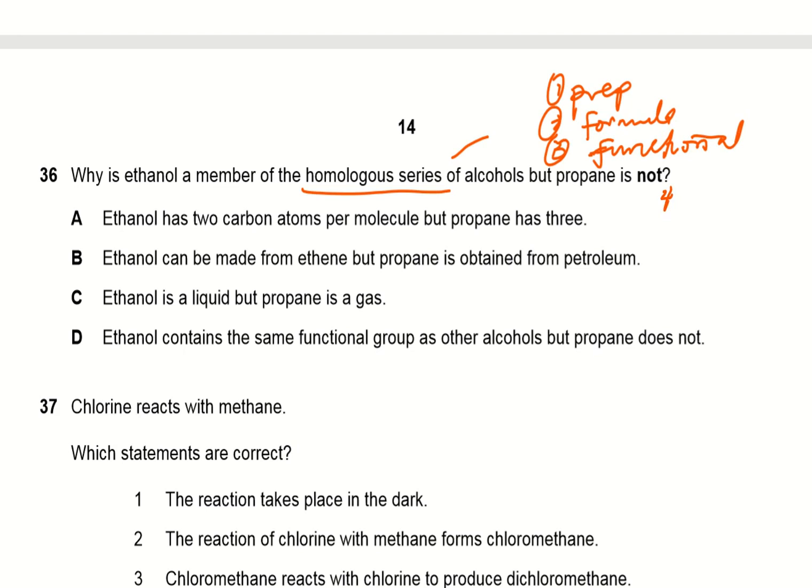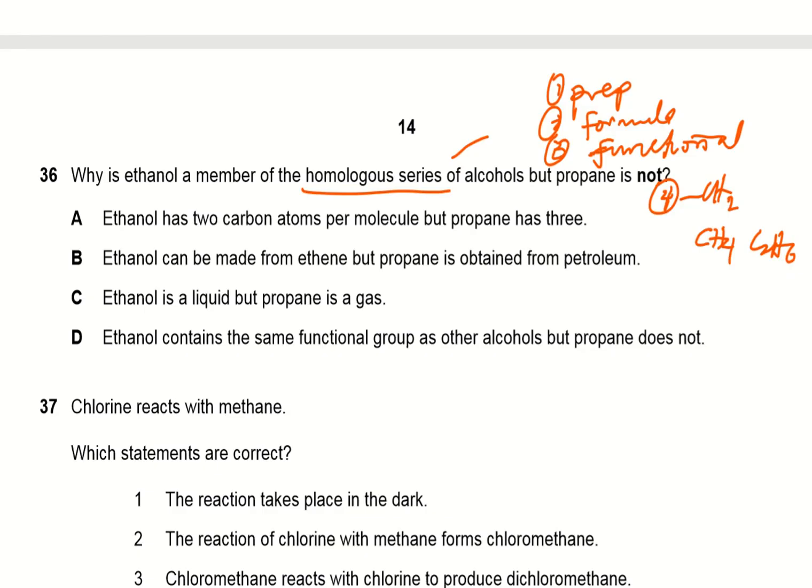Now, each member differs by what? By CH2. So ethanol has 2 carbon atoms per molecule, but propane has 3. No, that doesn't mean that they won't be members of the same homologous series. For example, methane is CH4, while ethane is C2H6. So that doesn't mean they're not the same homologous series. The number of carbon atoms does not affect it here.